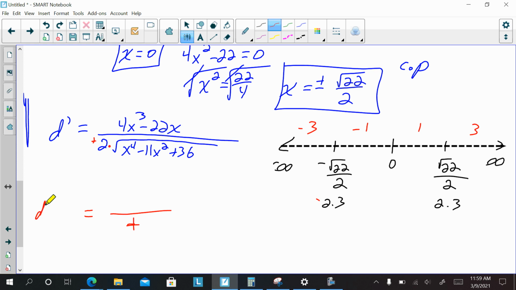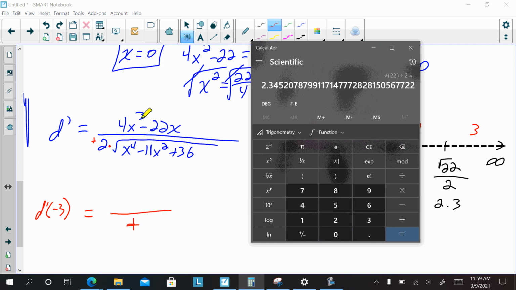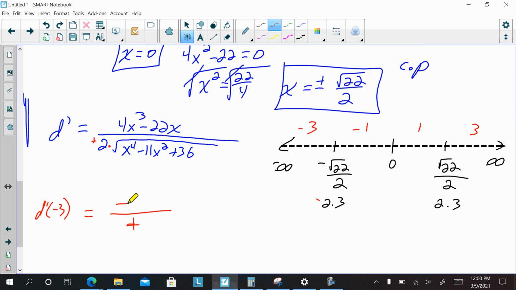So if we substitute in a negative 3, then I'm just going to do this real quickly in the calculator. We would have negative 3 cubed. So negative 3 to the third power, that's negative 27 times 4. And then we're going to subtract the result of doing 22 times negative 3. And for that, we get a negative. So negative over positive. In this interval, our first derivative is negative, so we are decreasing here.